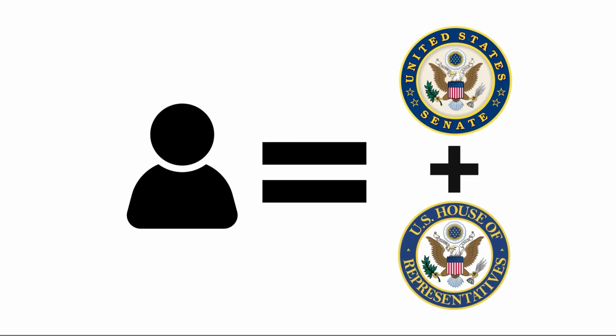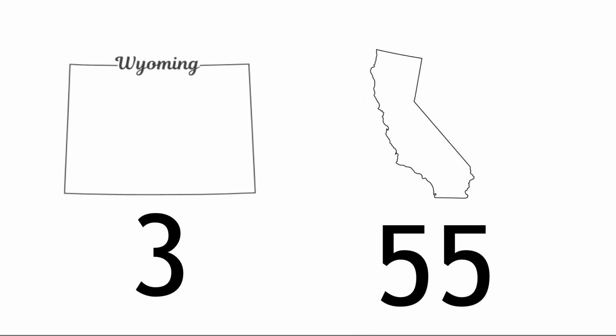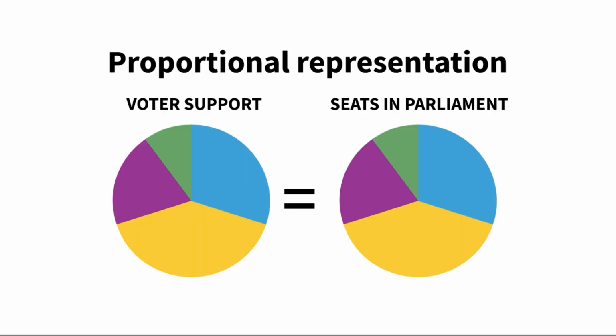Each state gets a number of electors equal to the total number of senators and representatives in Congress. So, small states like Wyoming and Vermont only get 3 electors. The big ones get more, like California, which has 55 electoral votes. Most states use a winner-take-all approach, where the candidate with the most votes in the state gets all the electoral votes, but some award a proportional amount of votes to what their people voted for.